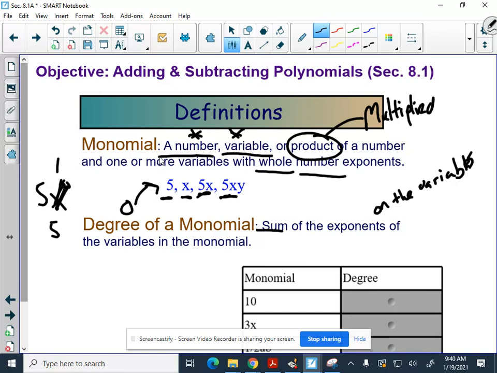This one, the x has a 1 power, so that is a 1 degree. This one, the x has a 1 power as well, so that's a degree of 1. This one, the x has a 1 and the y has a 1, so we do their sum, and the word sum means add them, so that one has a degree of 2.